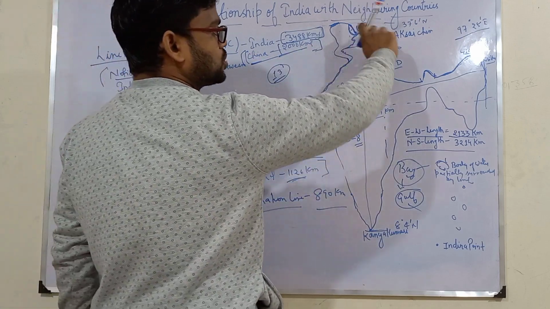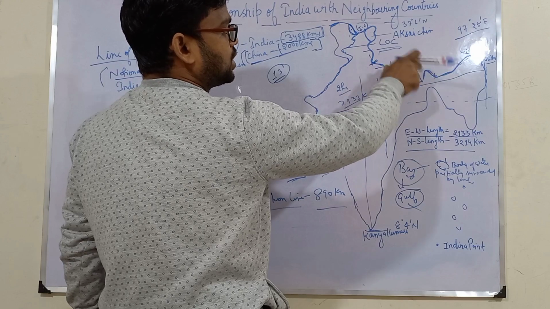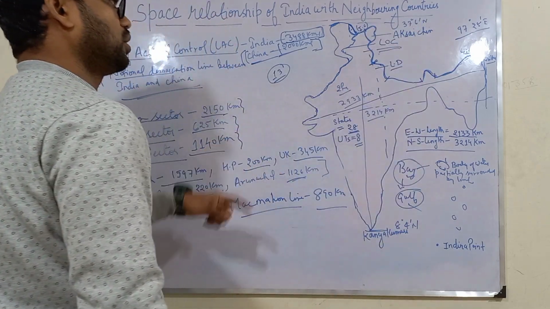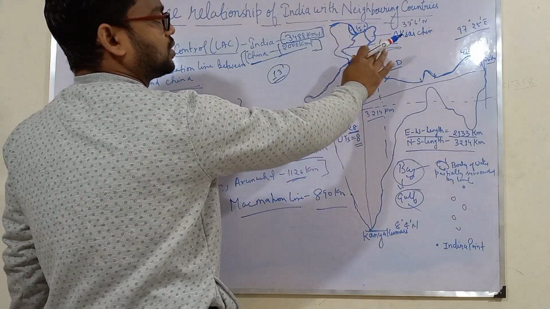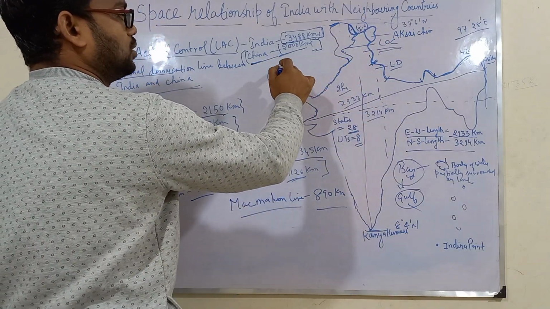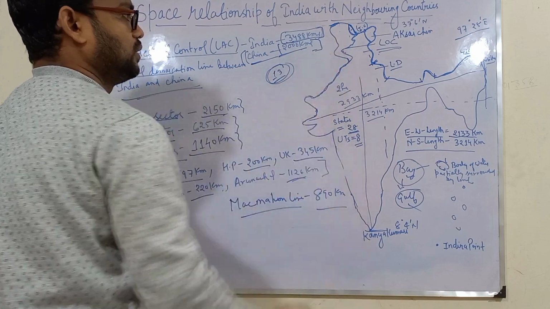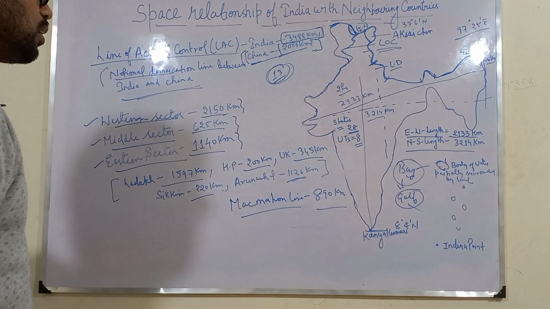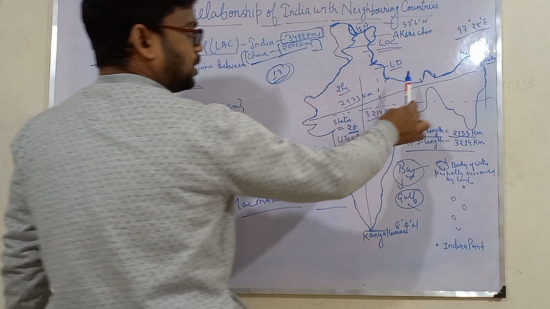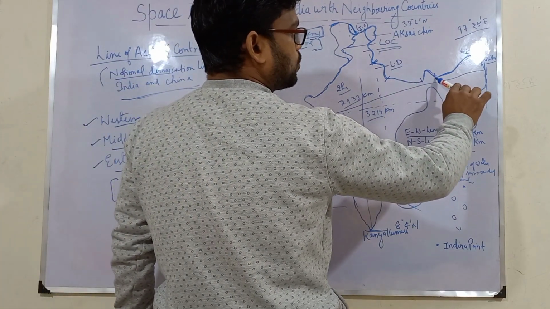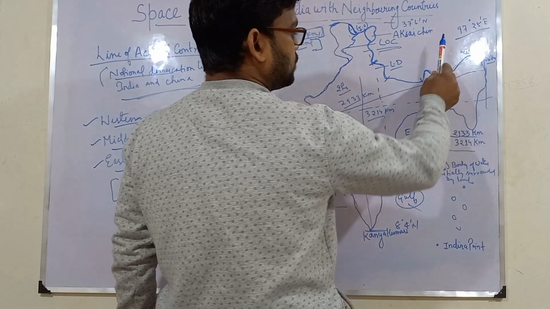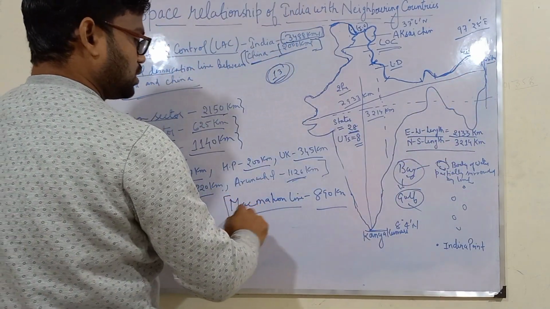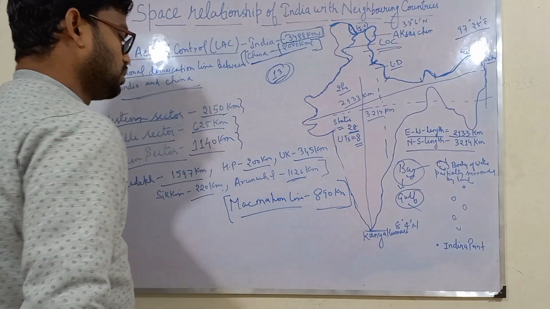Mainly it considered this portion and this portion, the middle sector and western sector, to be the border with India. It rejects the eastern sector, and also in the western sector we have so many points of dispute, as we have seen here. So this eastern sector, mainly covering the border of Arunachal Pradesh with Tibet, is also known as the McMahon Line.